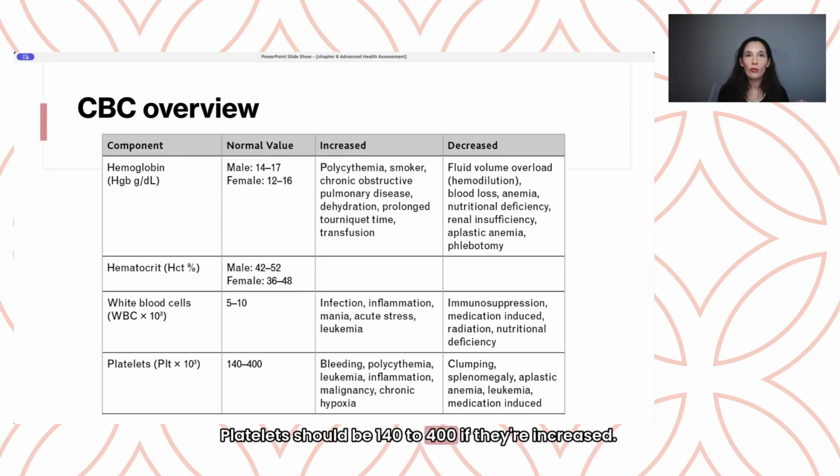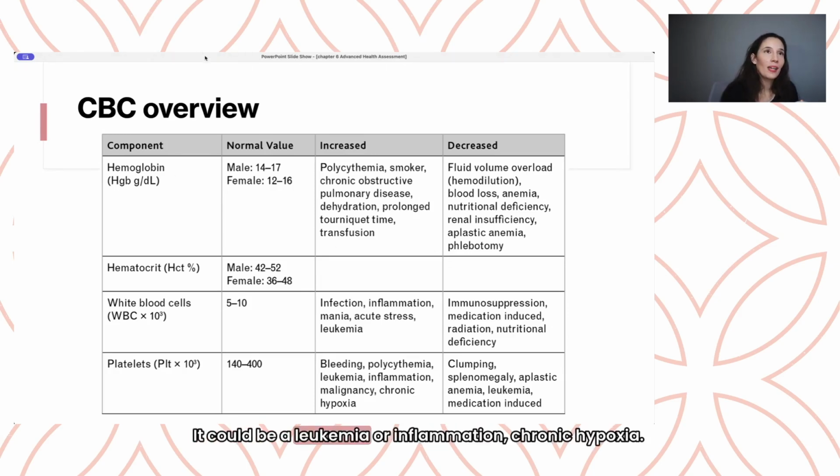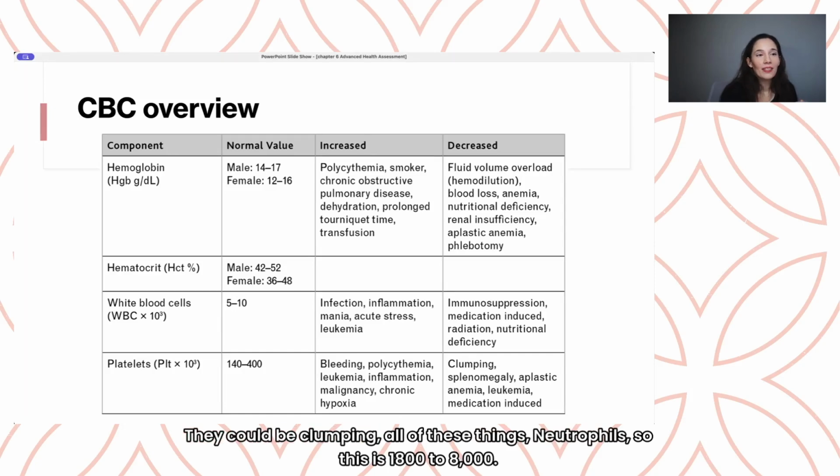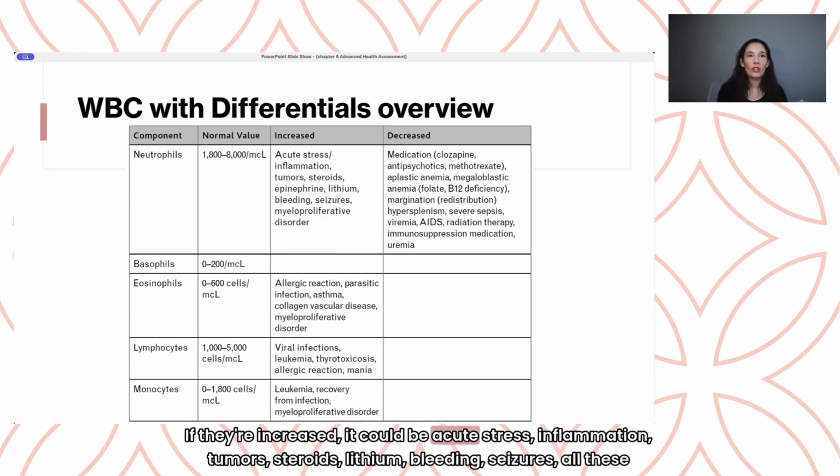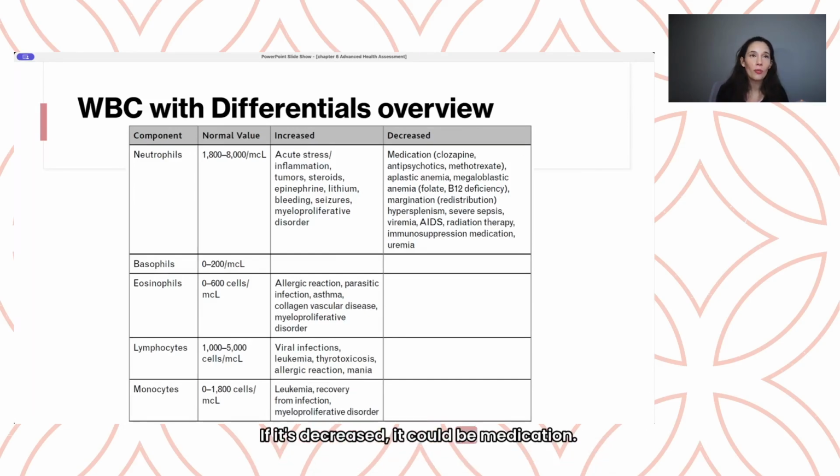Platelets should be 140 to 400. If they're increased, it could be a leukemia or inflammation, chronic hypoxia. If they are decreased, it could be splenomegaly. They could be clumping, all of these things. Neutrophils, so this is 1,800 to 8,000. If they're increased, it could be acute stress, inflammation, tumors, steroids, lithium, bleeding, seizures, all these different things. If it's decreased, it could be medication.